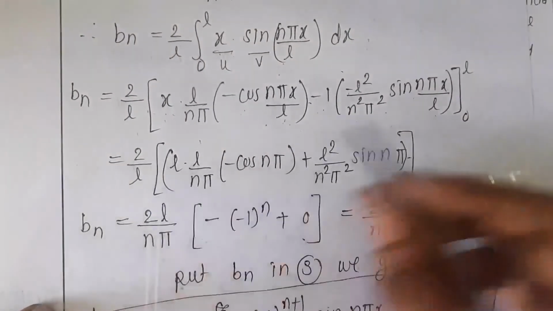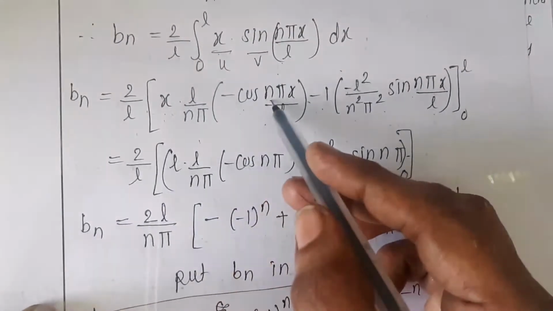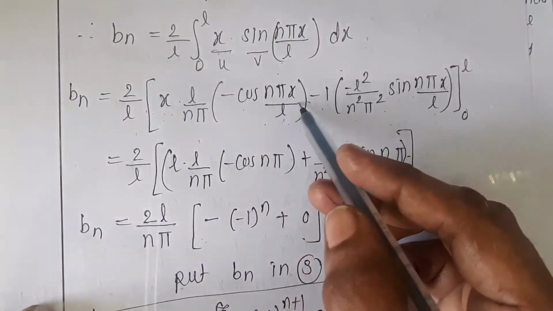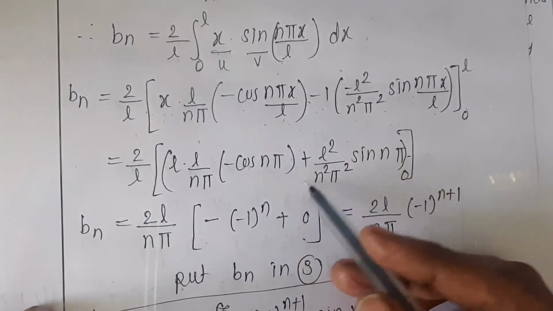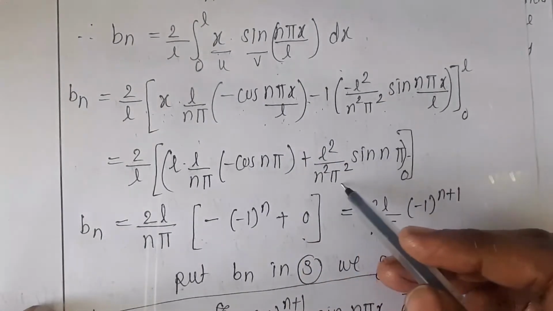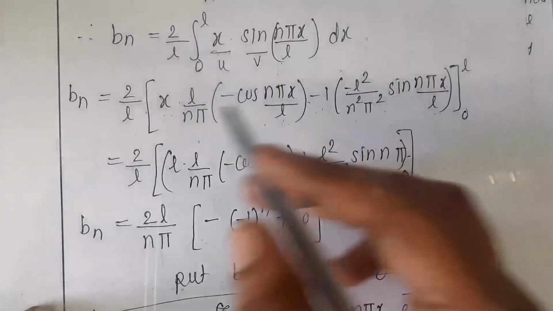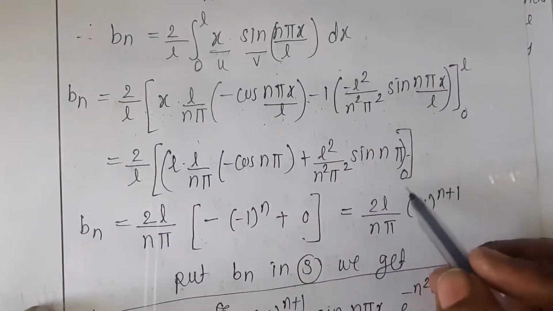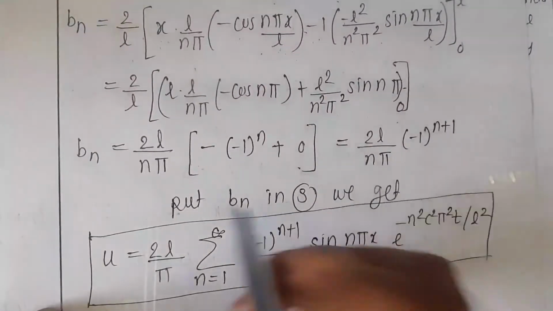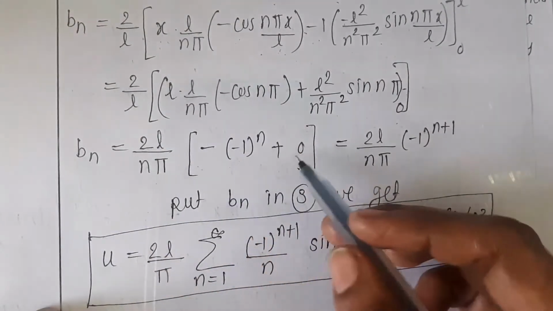So 2 by L, put upper limit L into L by n pi, minus cos L pi, x divided by n pi, x L divided by L plus L square by n square pi square sin of n pi minus, if we put lower limit here we have x value, so 0 and sin 0 becomes 0, so it is minus of 0. So bn value we obtain 2L by n pi minus of minus 1 to the power n plus 0.